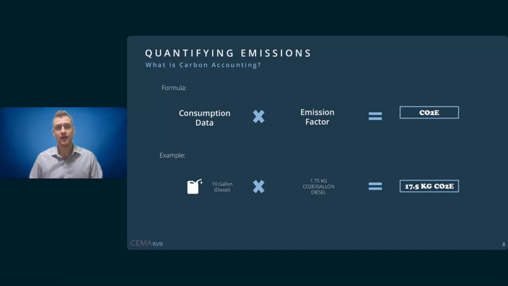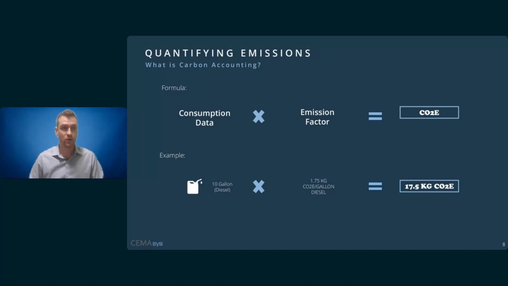So essentially, an emission factor is a conversion factor that takes you from your consumption or activity data and converts it into CO2 equivalents. The formula we then use is your consumption data multiplied by your emission factor, which gives you your CO2 equivalents. Now, I will get more into emission factors when I talk about quantifying your emissions, but so we all have a general understanding of how this works. Let's look at this quick example.